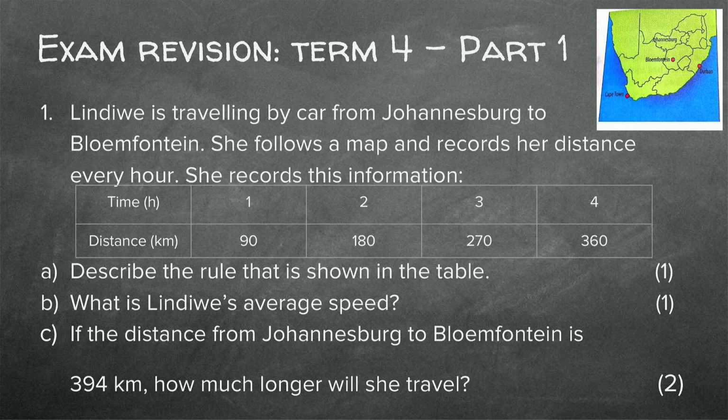Then we ask, what is Lindiwe's average speed? And if the distance from Johannesburg to Bloemfontein is 394 kilometers, how much longer will she travel? Because we notice that she's traveled 360 kilometers in 4 hours. So we try to work out how much longer. And remember again, we need to know the formula.